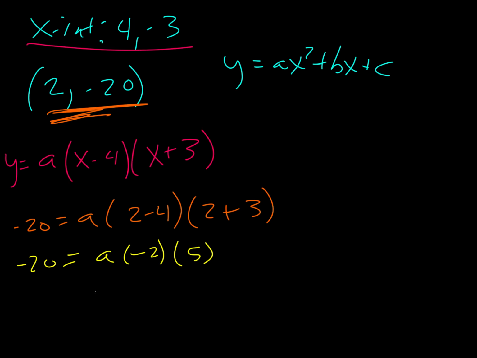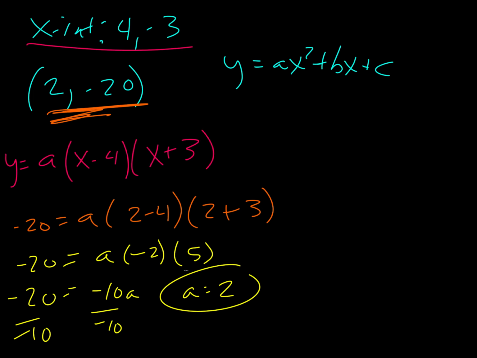So if we multiply those, we get negative 10a equals negative 20, divided by negative 10. So a equals 2. So we plug in a 2 here. So y equals 2, x minus 4, x plus 3.